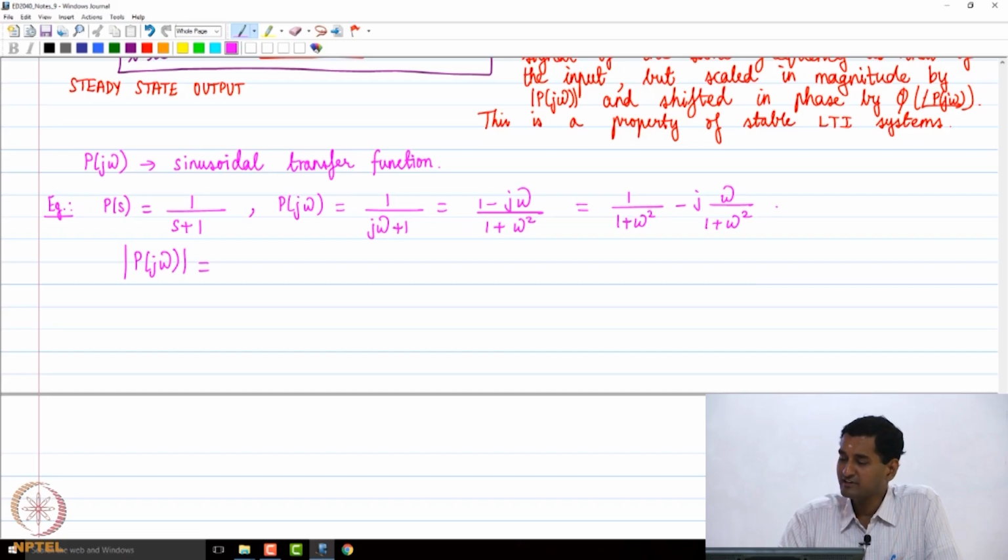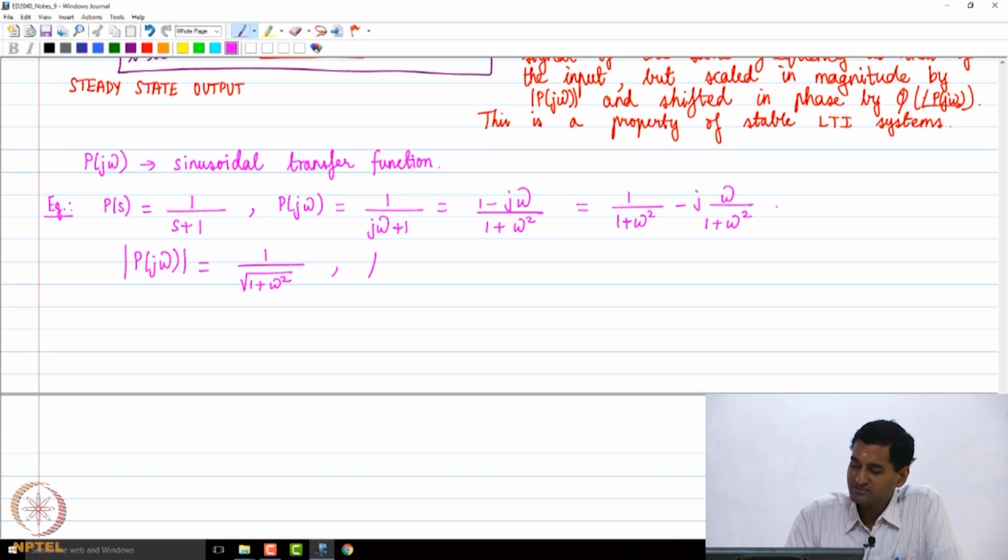Alternatively, I can also look at the function. Okay. If you have a ratio of complex functions, what is going to be the magnitude? It is going to be the same ratio of the individual magnitudes, right. So, from here I can immediately rewrite the magnitude of P of j omega to be equal to 1 divided by square root of 1 plus omega squared, right. Of course, even if you do real part squared plus imaginary part squared and take the square root, you will get the same answer. You can double check.